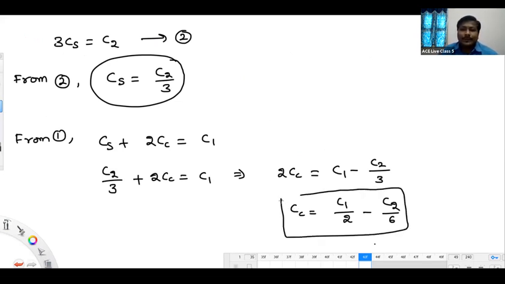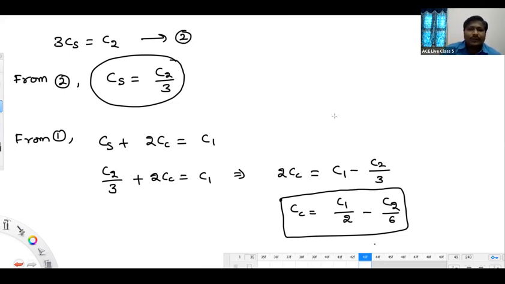This is the capacitance between any two conductors. CC equal to C1 by 2 minus C2 by 6. Now, already you know CS and CC. By using these two, we can find out the capacitance per phase, which is CS plus 3CC. Already we have got the formula for capacitance per phase, right?